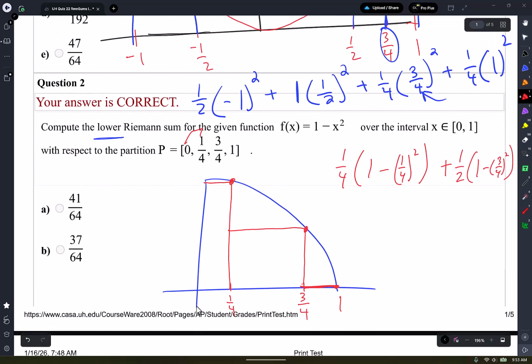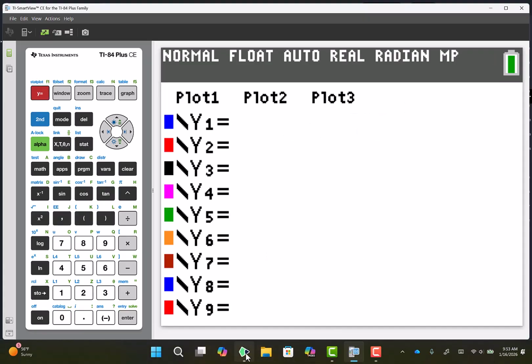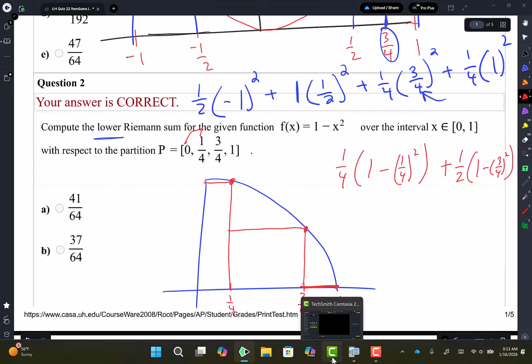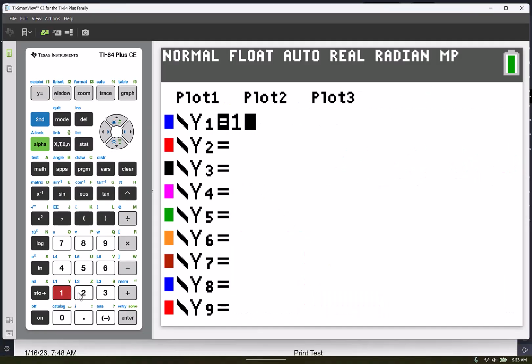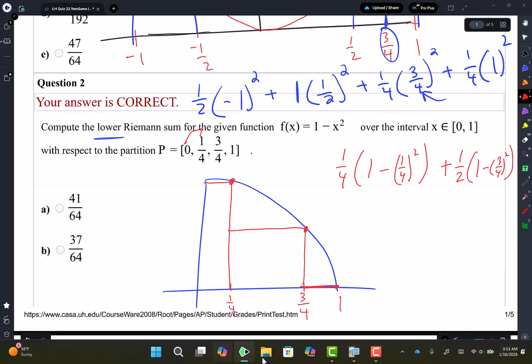Well, I guess we can do it together. You know what? I'm going to be smart, and I'm going to go to y equals, and type 1 minus x squared, so I don't have to push so many buttons. 1 minus x squared. And, oh, that's not a squared. There we go. So now that I have 1 minus x squared in y1, here's what I can do.